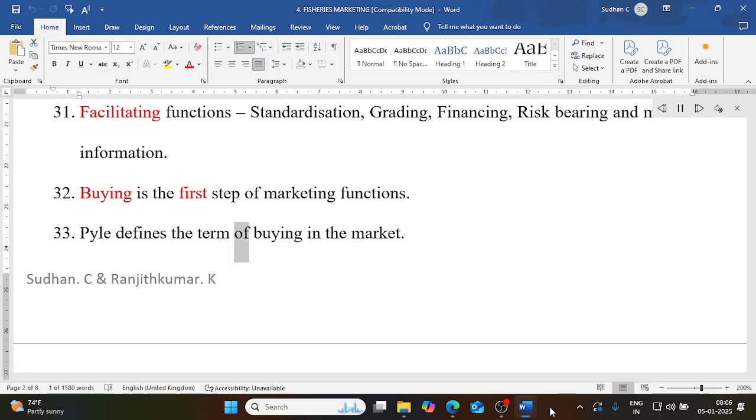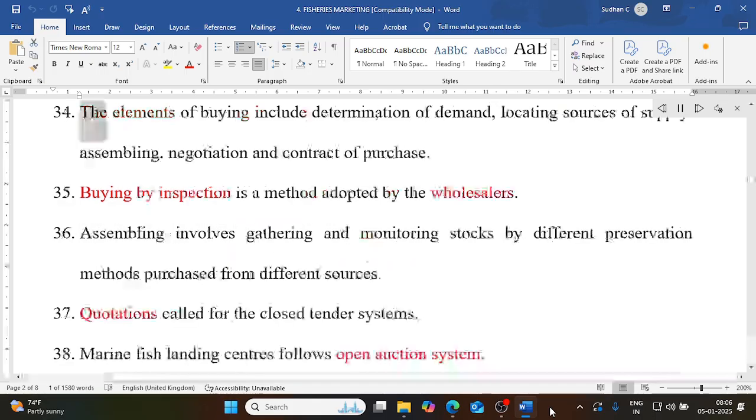Pyle defines the term buying in the market. The elements of buying include determination of demand, locating sources of supply, assembling, negotiation, and contract of purchase. Buying by inspection is a method adopted by the wholesalers. Assembling involves gathering and monitoring stocks purchased from different sources, using different preservation methods. Quotations are called for in the closed tender system. Marine fish landing centers follow the open auction system.